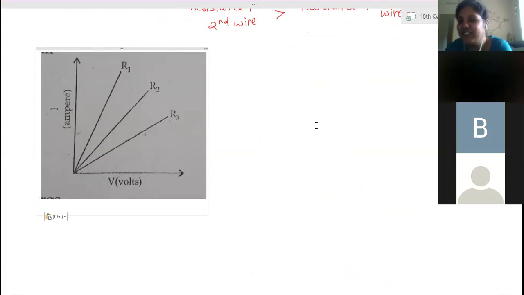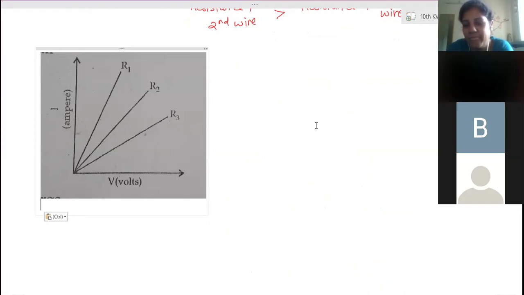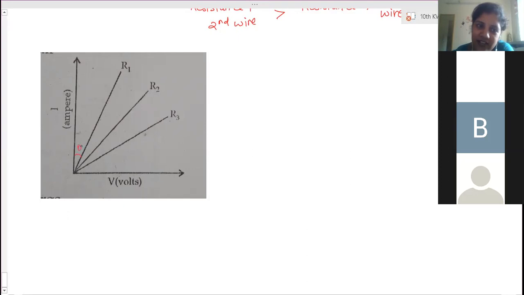That's the reason I told you that questions are always fooling you. See, that is what I told you, the angle with which axis? Current axis. So where is the current? On the y-axis. So you have to check the angle with the y-axis. So this angle is theta 1, this is theta 2, this is theta 3. So which angle is greater? Theta 3 is greater.